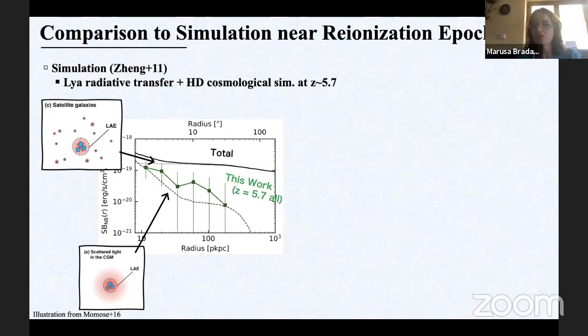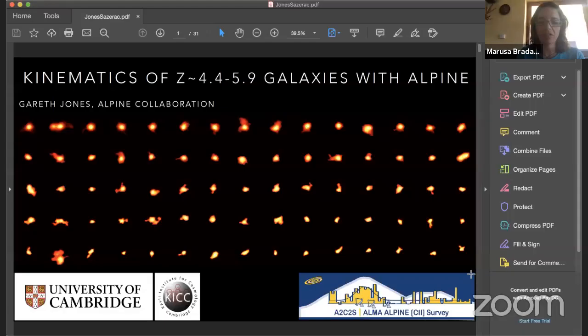All right, so we need to move on. Thank you very much. Thank you, everyone. We are moving to our last talk, which is by Gareth Jones on kinematics of redshift 4.4 to 5.9 galaxies in ALPINE.